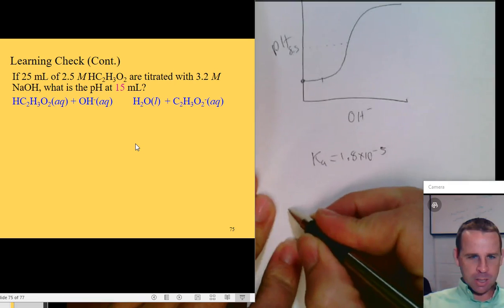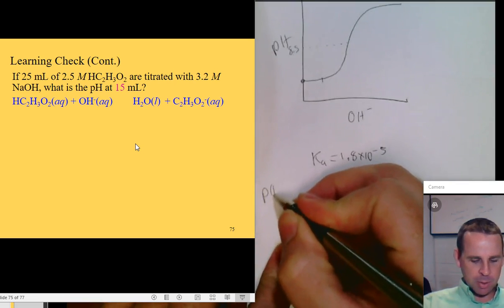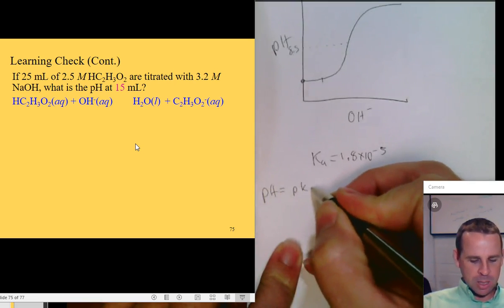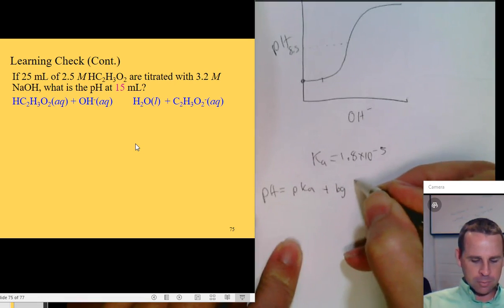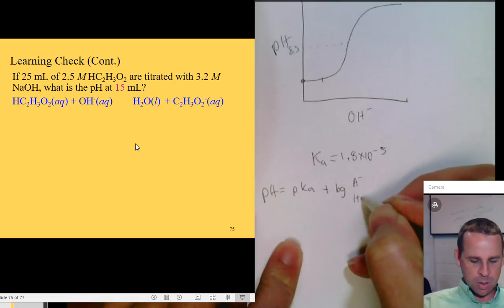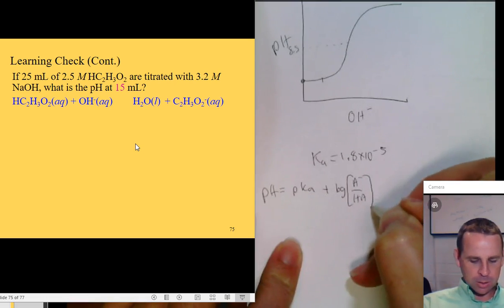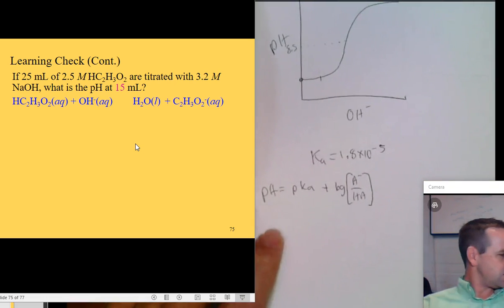But what's easier is to use the Henderson-Hasselbalch equation. In the Henderson-Hasselbalch equation, we can identify the pH of a buffer by using the pKa and adding the log of the ratio of the dissociated acid to the associated acid. Okay?